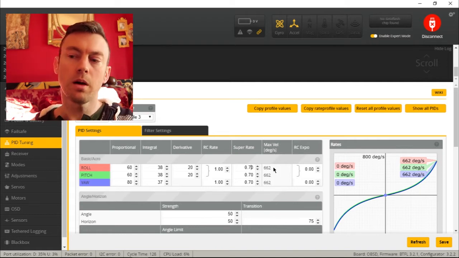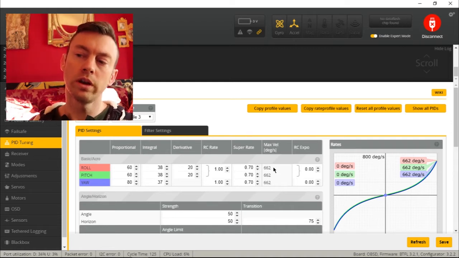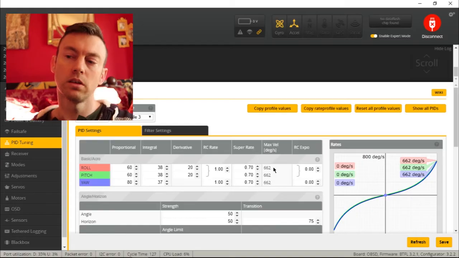Essentially what's happening here is this quad is set up so that when you hit the sticks all the way to full deflection, once the stick's all the way across hitting the sidewall, you're getting 662 degrees per second of roll. That's not quite 2 rotations in 1 second, but it's close. And it's also fairly slow. I think you'd find it fairly slow. I find it fairly slow.